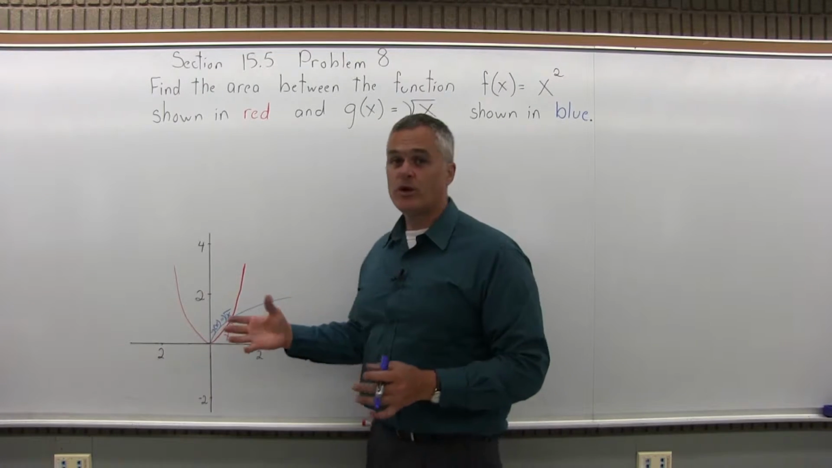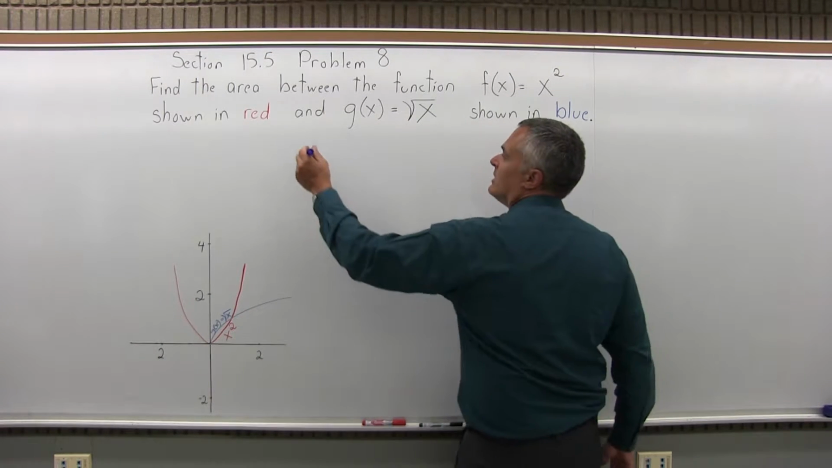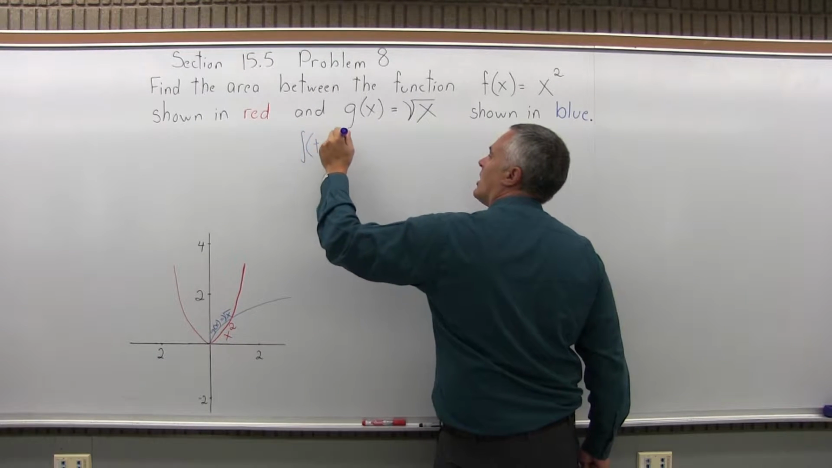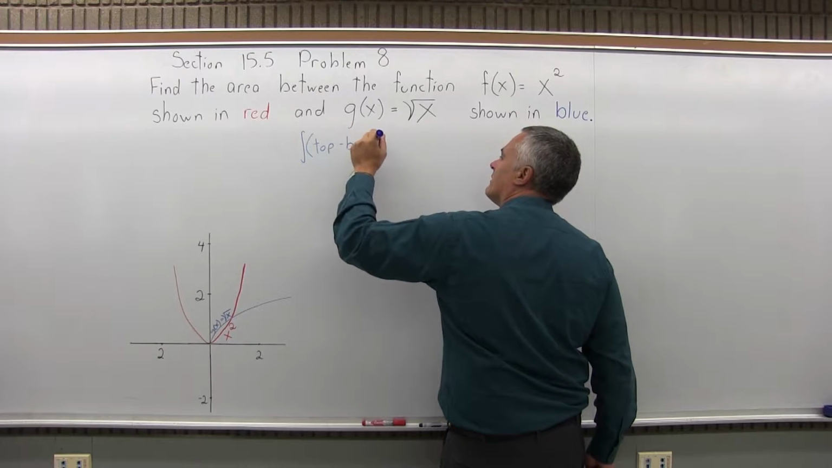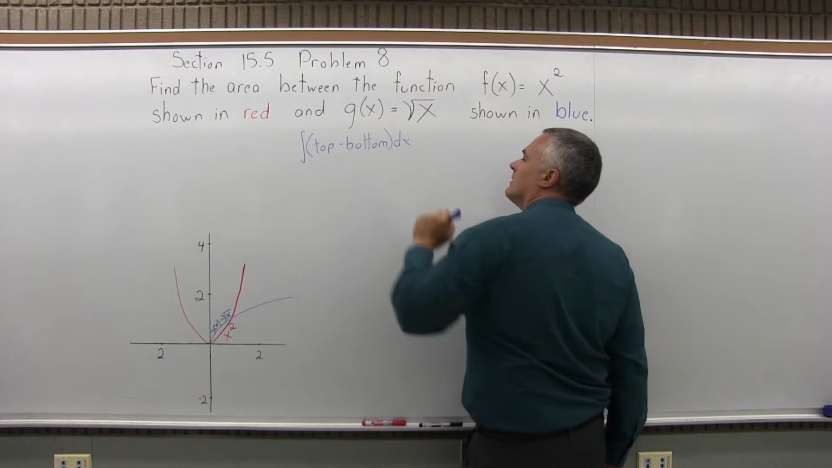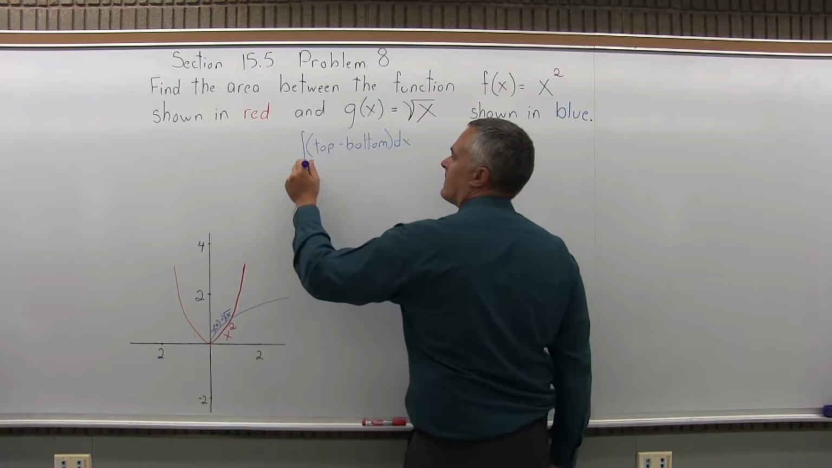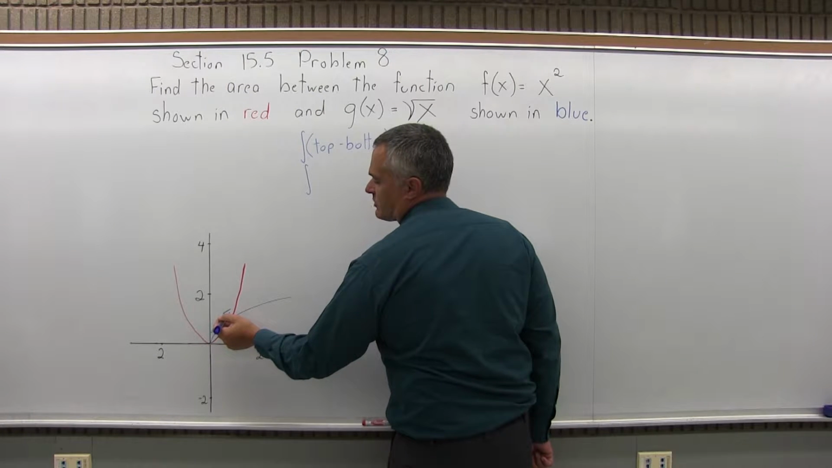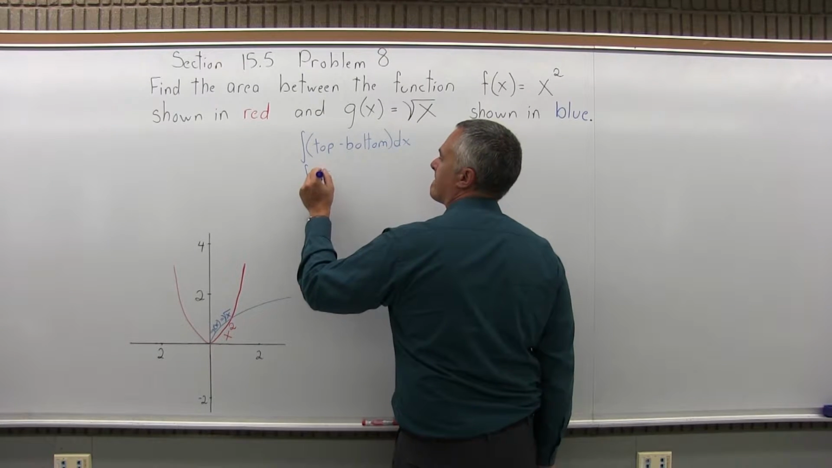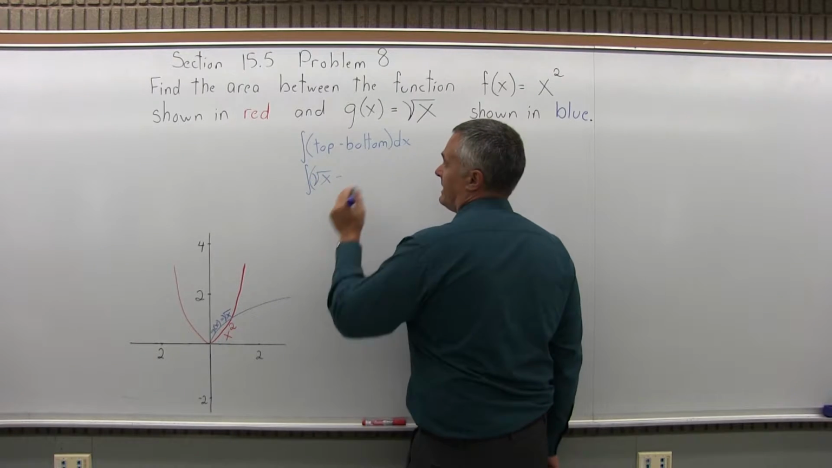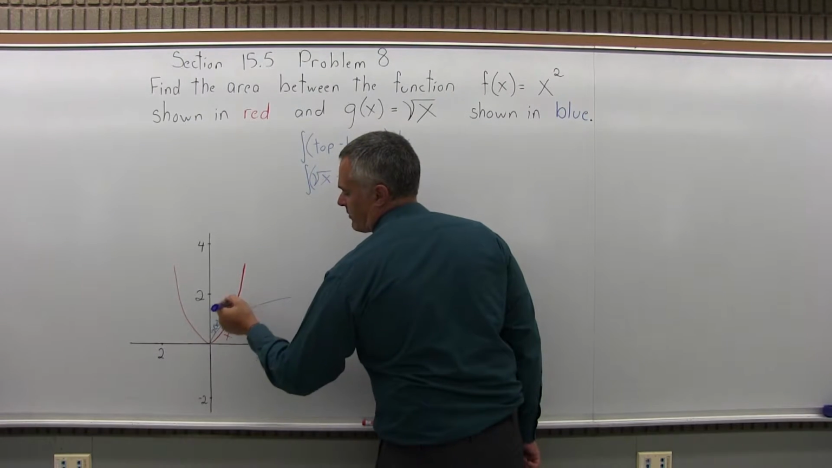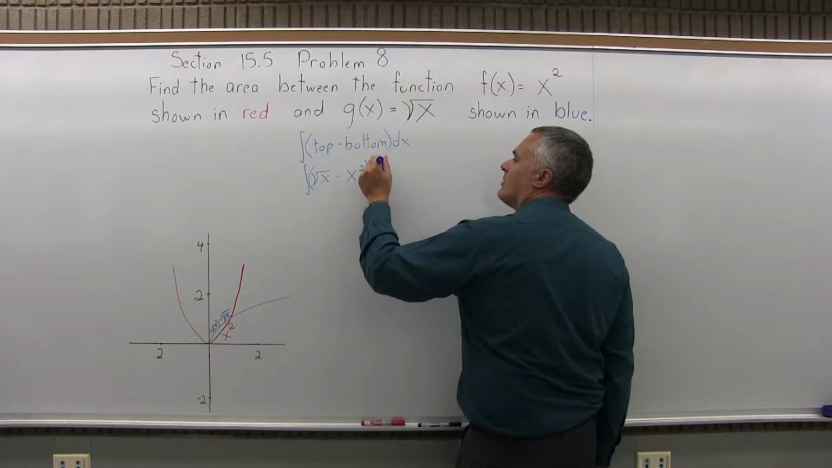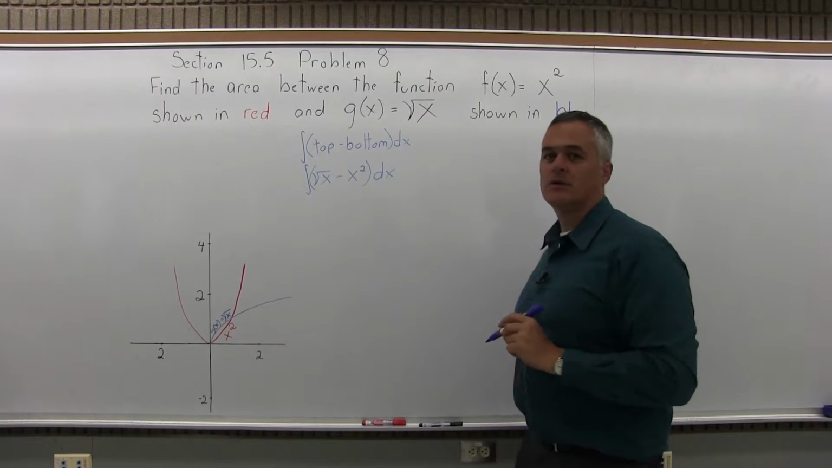So for a problem where you want to find the area trapped between two graphs, you have to set up a definite integral, and you want to do the integral of the top minus the bottom graph. So the top graph, the one that's up a little bit higher, is the square root of x, minus the bottom graph. The bottom graph, the red one, is x squared. And I'll put a dx at the end of my integral.